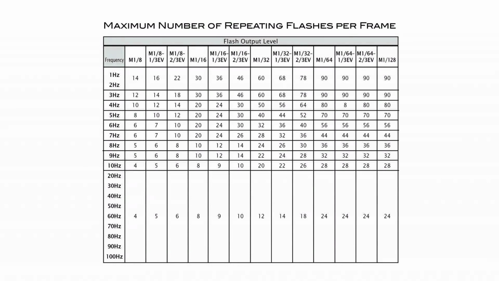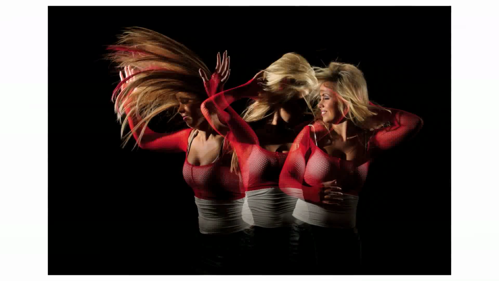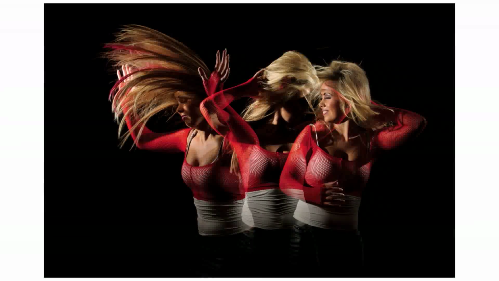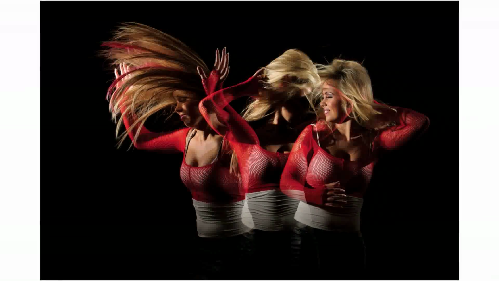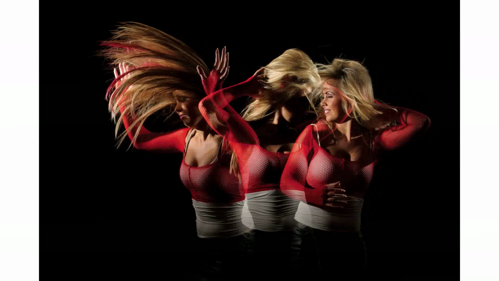If you're using the SB-900, you can consult this table to get the right exposure for each frame and the number of repeating flashes you want at any given power level. To create an image in the repeating flash mode, put your camera on a tripod and set its exposure mode to manual. Then on the flash, set the output level, the number of times you want the flash to fire, and the frequency. Next, calculate the correct aperture and shutter speed to use.